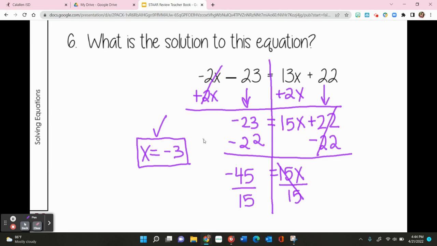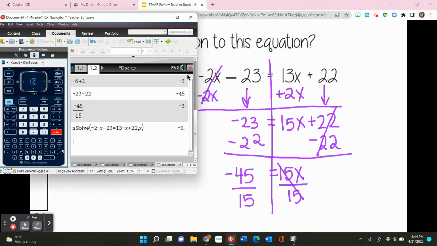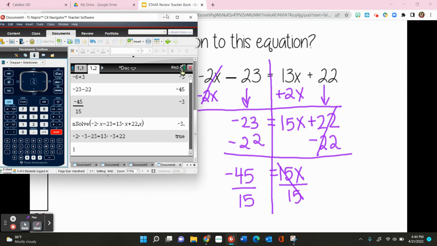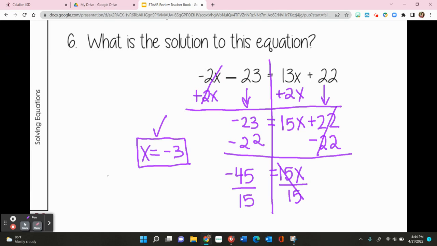Another way you can check to see if your solution is correct is substituting -3 in for x into your equation. So what I mean by that is you're going to take -3 and we're going to substitute that for x, so -2, I'm going to substitute x with -3, close my parentheses, minus 23 equals 13, open up parentheses, -3 plus 22. And here it returns back to us as true. So we know that the value we're substituting in for x is correct.